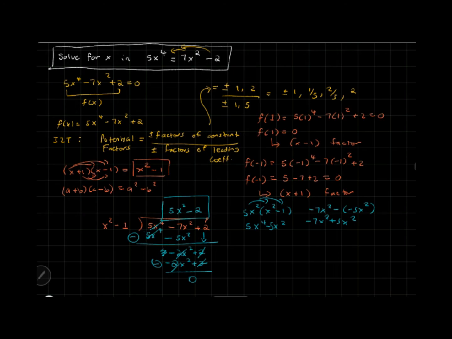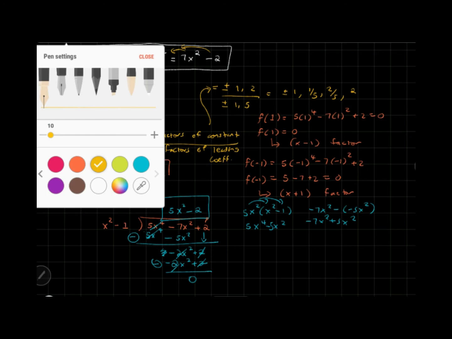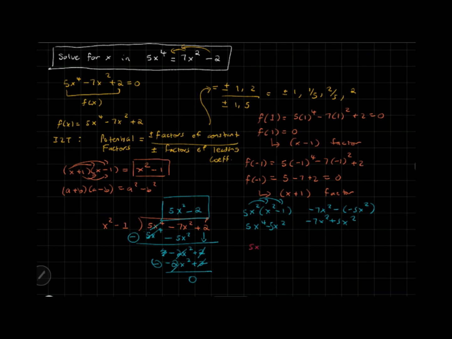So collectively, this is what you'll get. Let's use a different color. You should get 5x squared minus 2 times x squared minus 1, and you can factor this back to its original state: 5x squared minus 2, x plus 1 times x minus 1. So this is your new expression. You can equate this to 0, so you can see that x is equal to plus minus 1, so negative 1, positive 1. You can also solve 5x squared minus 2 equal to 0. Move the 2 to the other side: 5x squared is equal to 2.